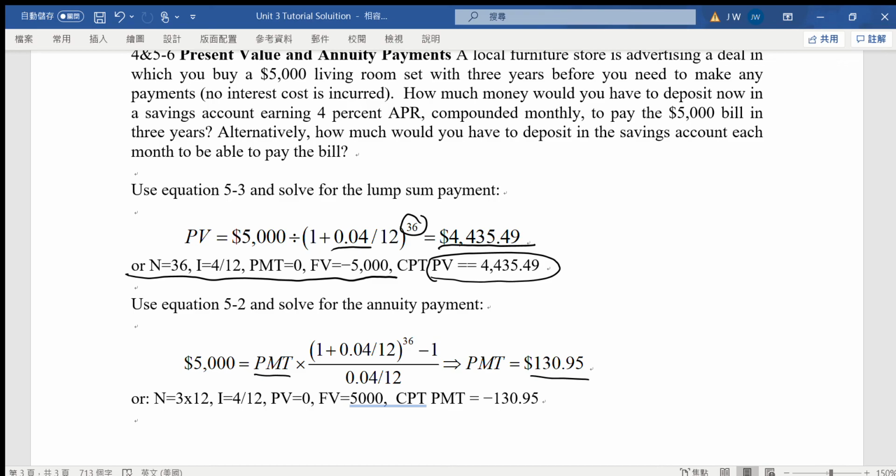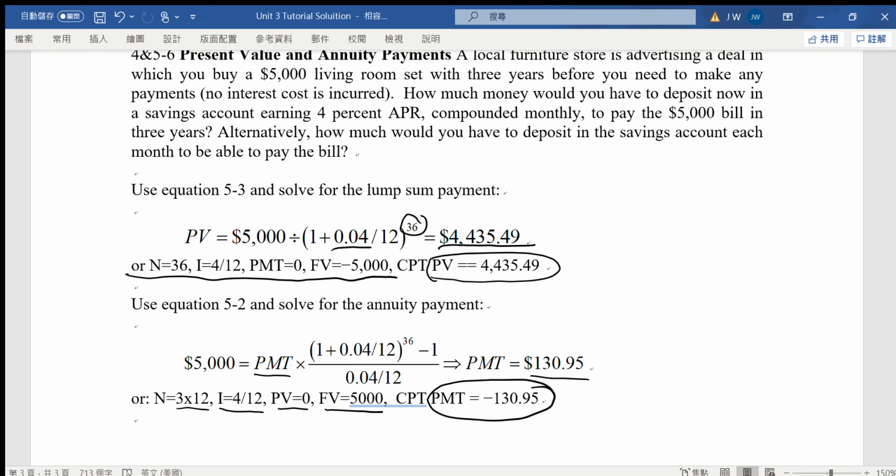Other than that, it is the same approach. You may use your financial calculator. Show clearly why it is 36; don't just write 36, but show that it is equal to 3 times 12. The interest rate is 4 divided by 12. The present value is 0, the future value is 5,000, and the regular payment will be the answer.